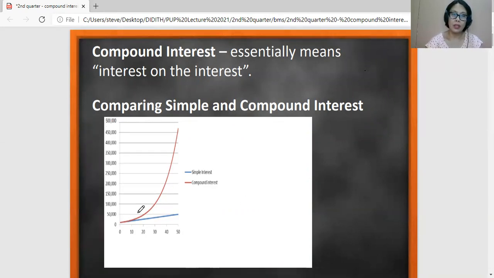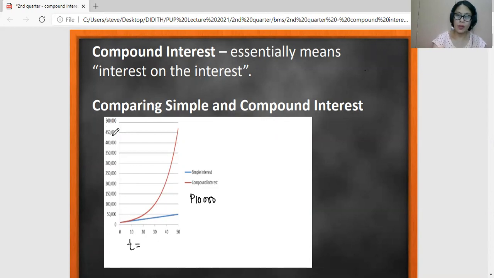So take note that this graph is a representation of an investment using compound interest, while this one is an investment using simple interest. And both investments here have a principal amount of 10,000 pesos. And the x-axis here is the time expressed in years. So how long is the investment in years.